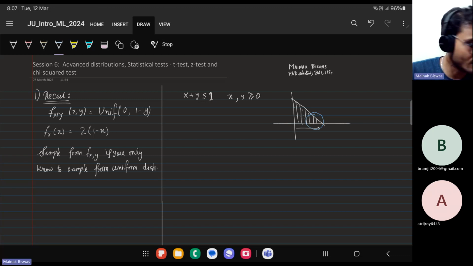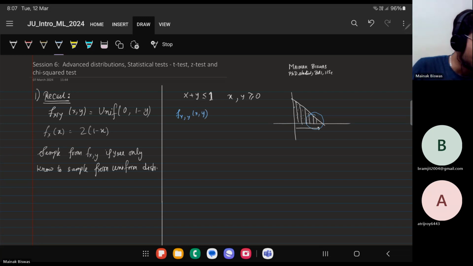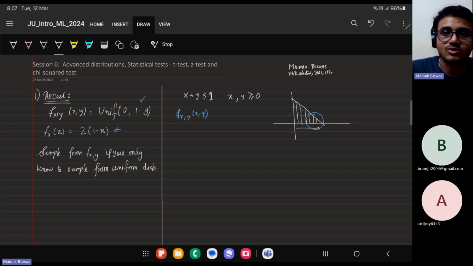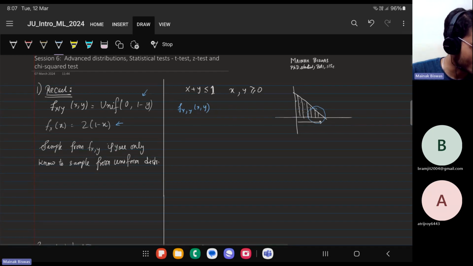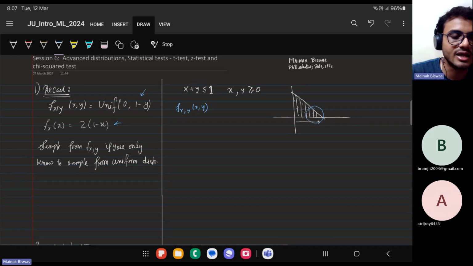So if I'm told you have to sample f(x, y), and you know these two distributions already. So f(x) we found out last day, the marginal distribution, was 2 into 1 minus x. So you only know how to sample from a uniform distribution. So what will you do? How will you sample x and then in turn get y given x?